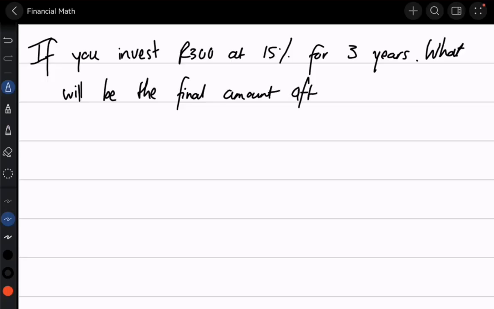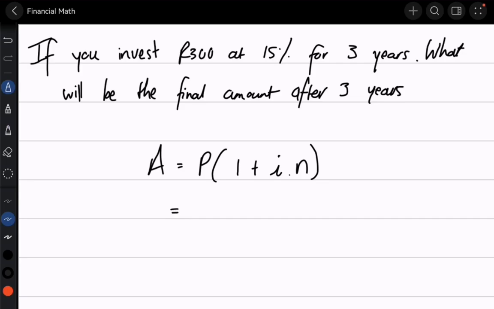After 3 years. So how would you go about it? First things first, you put in your formula. You do get marks for writing down your formula, so please do make sure that you always write down your formula. A equals P(1 + i × n). We're looking for the final amount. Our initial amount is 300.